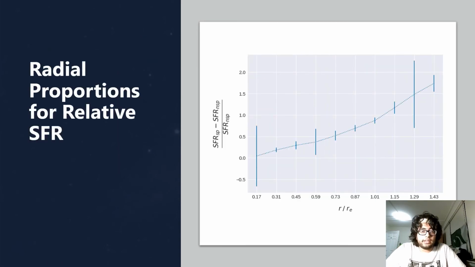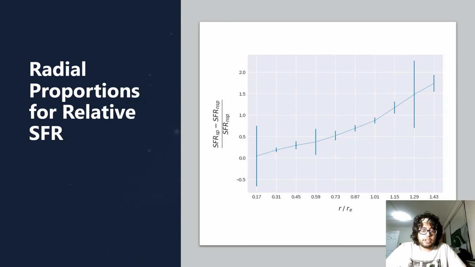And finally, we have this radial plot. We calculate the star formation rate proportion, which is SFR in spiral arms minus SFR in non-spiral arms divided by SFR in non-spiral arms. And we take this proportion and we plot it against the effective radius for all of our galaxies.